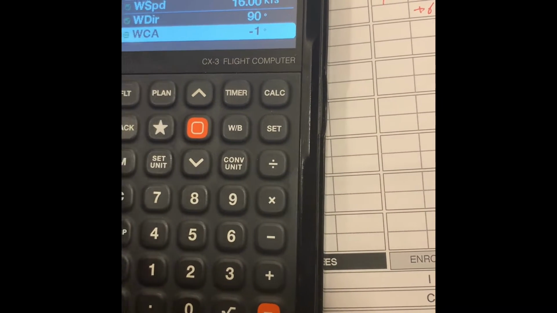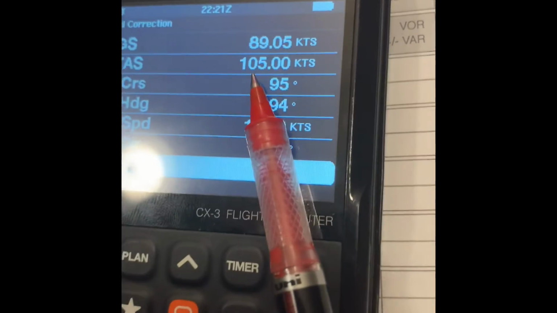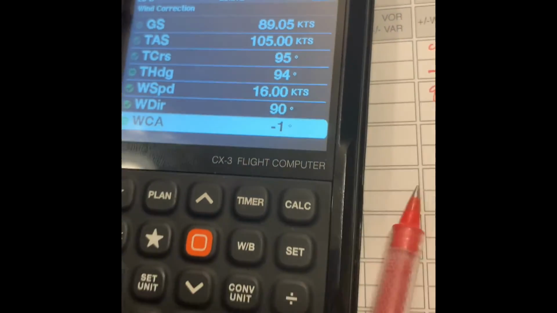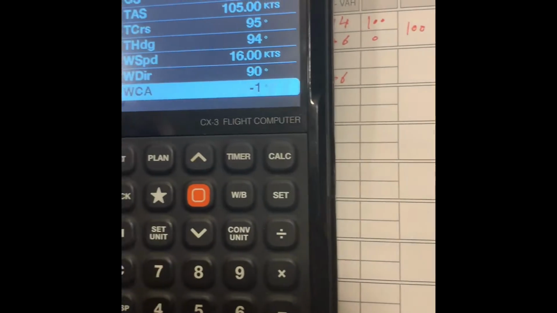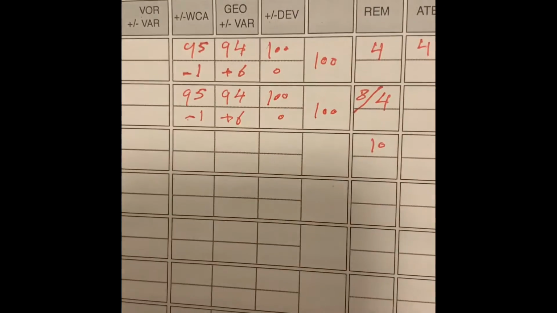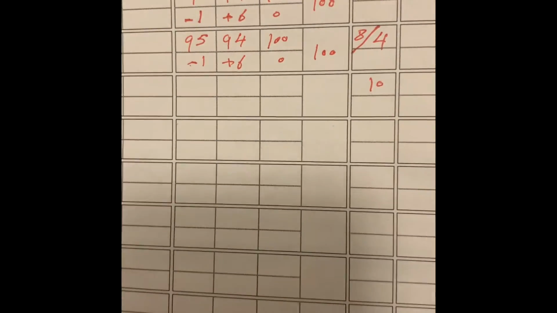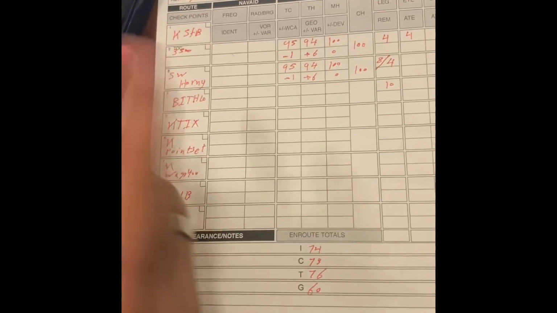So our ground speed is increasing because we are increasing our true airspeed. So that's going to be 89. We're going to write it down here, 89. And the correction for the wind is still -1. So -1, we're going to subtract, is 94. +6, it's 100. And we're going to put 0 for deviation, and it's 100 here.